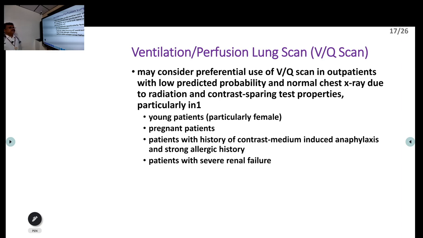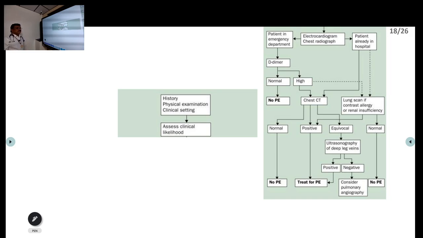Ventilation perfusion scan we have seen previously. It can be done in patients who cannot go for any type of CT angiogram. Normally in the emergency room we do one ECG, then we go for ultrasound chest and ultrasound leg, that is Doppler. Then CT angiogram is the investigation of choice to diagnose or rule out pulmonary embolism. This chart shows how to evaluate this type of patients. We have already explained it in detail, so I am not going into the evaluation part now.